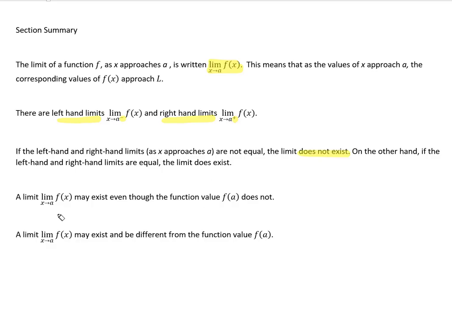A limit may exist even though a function value does not. If we plug in a number into a function, we might not get a value, and that might not exist, but we can still find the limit as it approaches that number. And also, the limit may exist and be different from that function value. So even if we plug a number in, it might be different. However, we did learn that if I have a rational function, a polynomial, or any other type of function like that, when we plug in a number into that function, the limit will exist and be exactly the same if we solve it. So that is one exception to this rule.